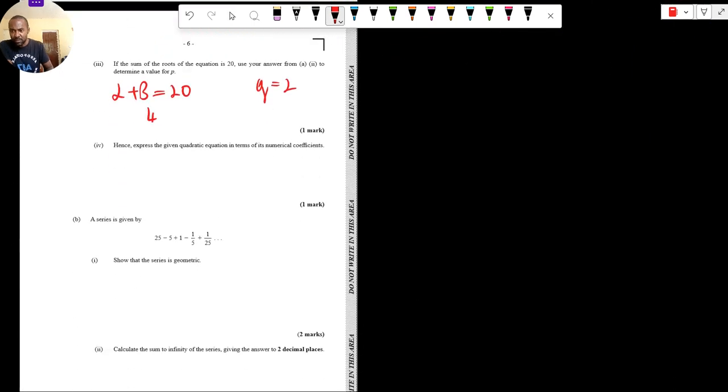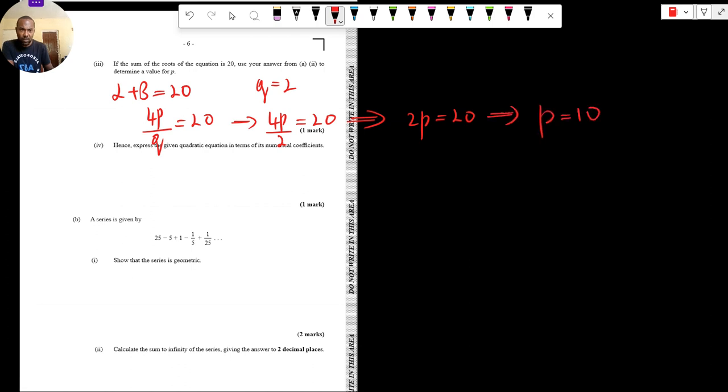So basically what we have is this. 4p over q is equal to 20. And of course, you know that q is equal to 2. So what this means is that 4p over 2 equals 20. We divide that by 2, and we simply get that 2p is equal to 20, which therefore means that p is equal to 10, right? So therefore, p is equal to 10.